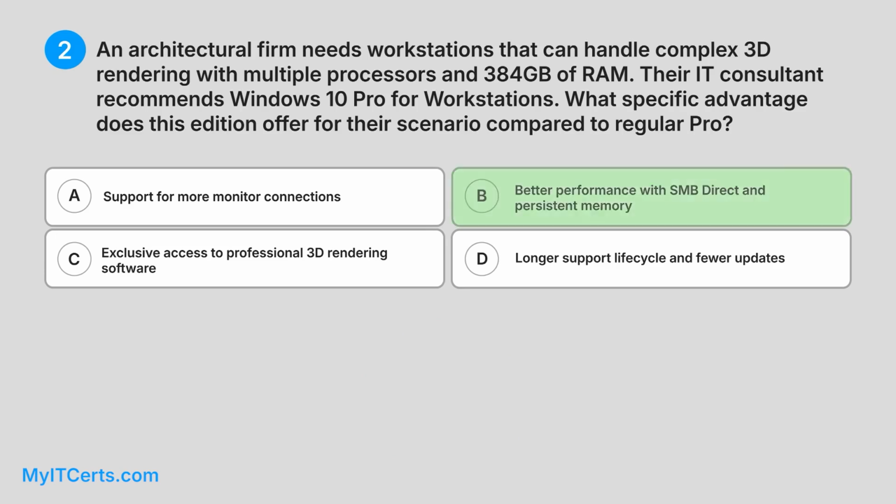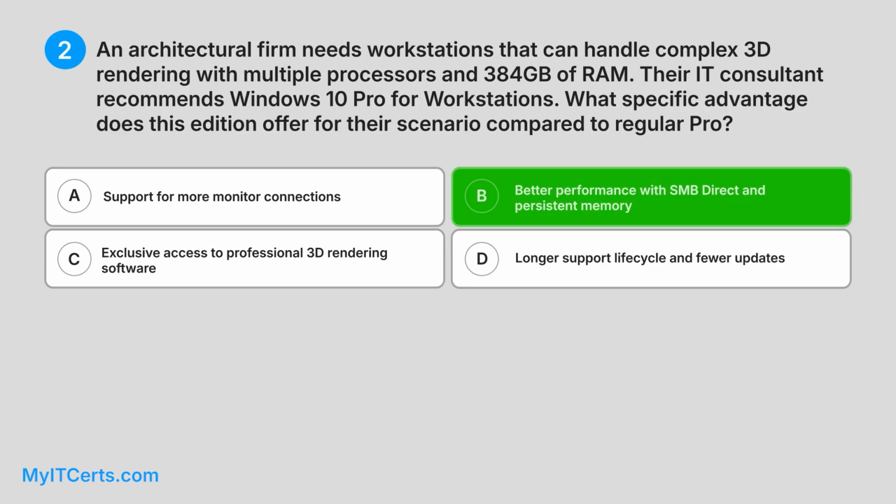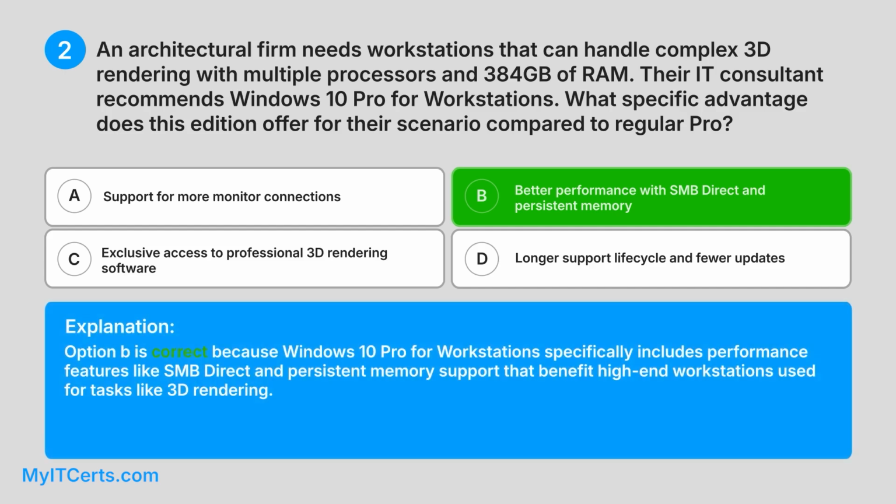Correct answer, B. Better performance with SMB Direct and persistent memory. Explanation. Option B is correct because Windows 10 Pro for Workstations specifically includes performance features like SMB Direct and persistent memory support that benefit high-end workstations used for tasks like 3D rendering.